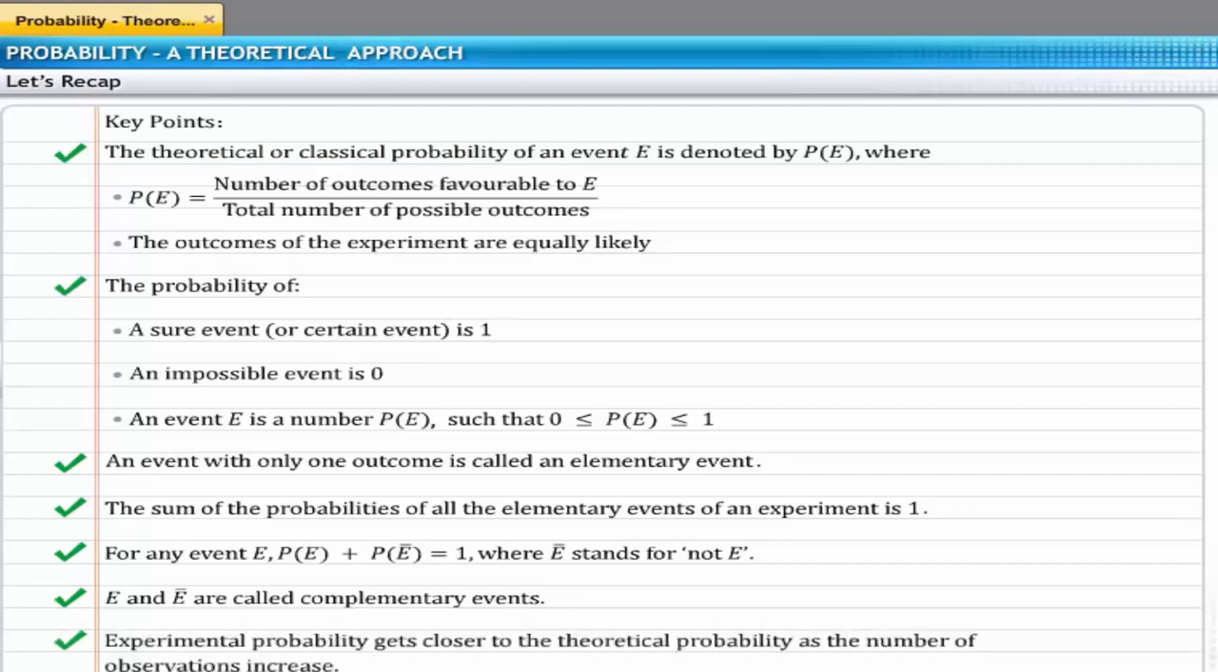Experimental probability gets closer to the theoretical probability as the number of observations increase.